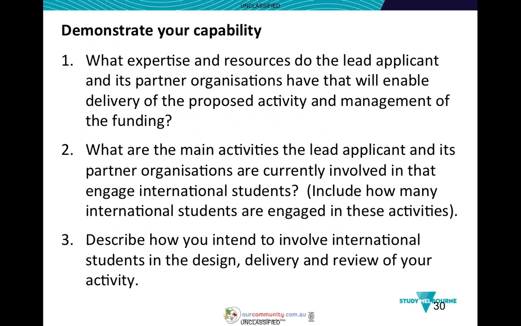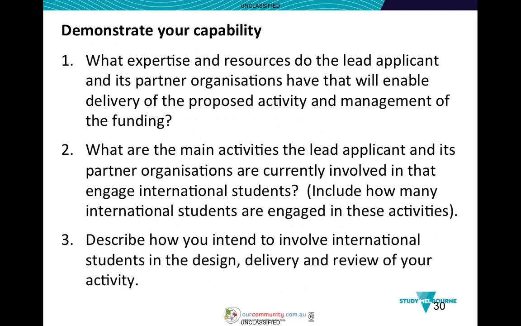Again, this really comes back to those things that we've reinforced throughout the webinar, which is making sure that you've got that engagement of students. So if they are engaged in the co-design, co-delivery, be sure to include that here as well. And I know that you may feel like you're repeating some things, but it really does help to reinforce those key elements when those questions are asked.